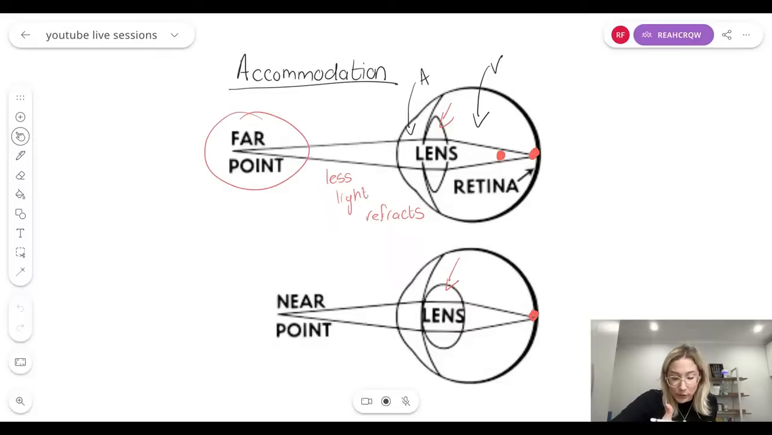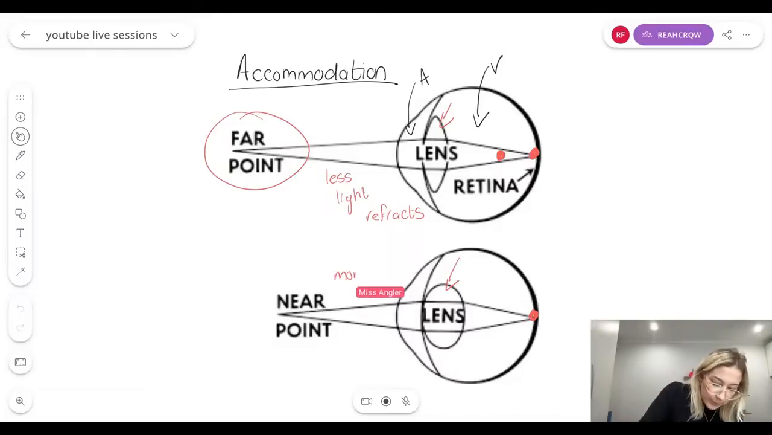Now let's look at a near point. In other words, you're looking at your book. When you look at a book, let's use your logic now. Think about it. Look how much detail. If you look at your hand, look how much detail you can see in your hand. The only reason why you can see all that detail is because your lens has gotten fatter, which allows more light to refract. Again, allowing it to fall on the retina.